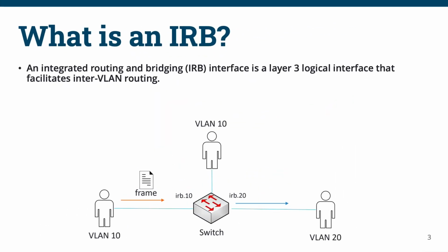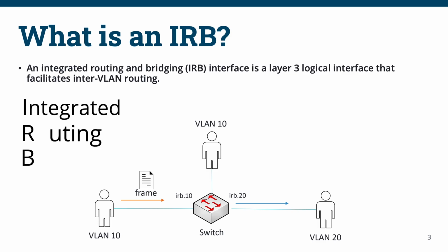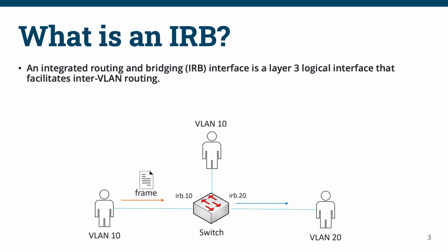These layer 3 interfaces that are attached to a bridging domain, or VLAN, are called IRB interfaces, or Integrated Routing and Bridging Interfaces. These interfaces function almost identically to a physical layer 3 routed interface, though they are a virtual interface which does not correlate to any one physical interface on the device. Instead, it is a virtual layer 3 interface which may be attached to a VLAN to allow the switch to perform routing on that VLAN.